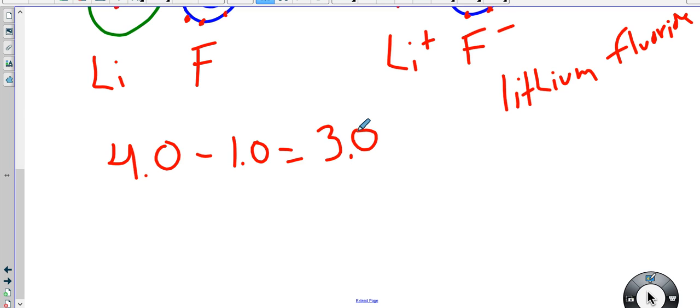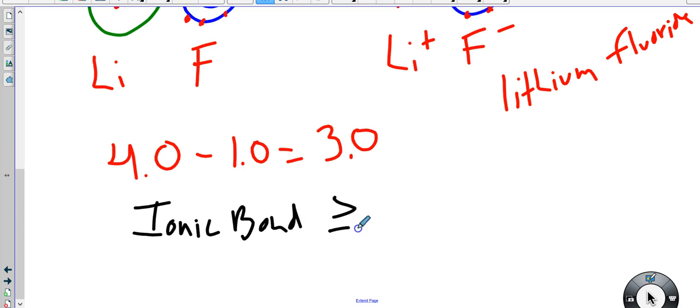And so the definition of an ionic bond is an electronegativity difference greater than or equal to 1.7. Now, when you subtract them, difference means subtract, right? This is a gray area. Some books say 2, some books say 1.6. We're going with 1.7 as a chemistry department here at Hillgrove, and just realize it's on a continuum.